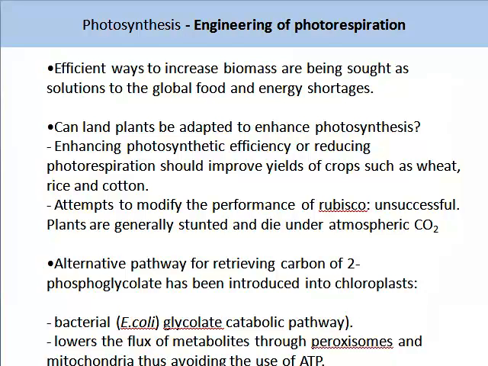Attempts to modify the performance of rubisco have been unsuccessful to date. Plants are generally stunted and die under atmospheric CO2. Alternative pathways for retrieving carbon of 2-phosphoglycolate have been introduced into chloroplasts. These are via the bacteria E. coli, glycolate pathways. This lowers the flux of metabolites through peroxisomes and mitochondria, thus avoiding the use of ATP.